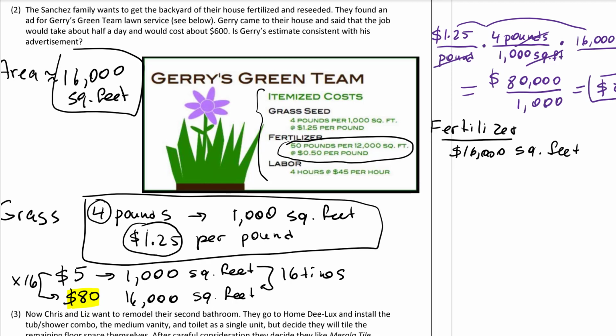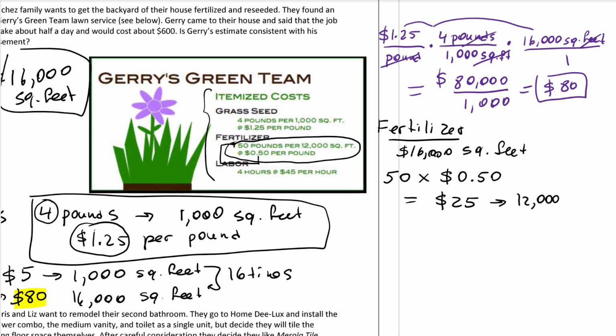Alrighty, so once again, I'll show you both methods. First logic, and then we're going to talk about unit analysis. So I'll do a similar thing. If it says 50 cents per pound, and there are 50 pounds, then to cover 12,000 square feet, we multiply by 50 cents. It's 50 pounds, so 50 times 50 cents will be $25, exactly half of 50. And $25 will cover 12,000 square feet.